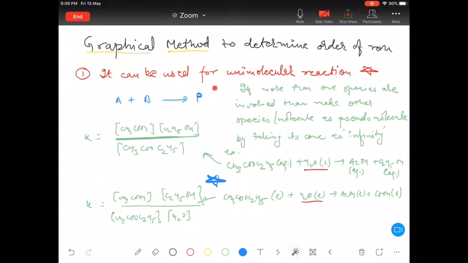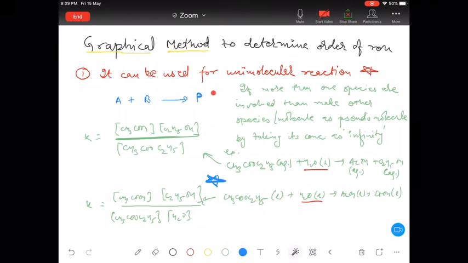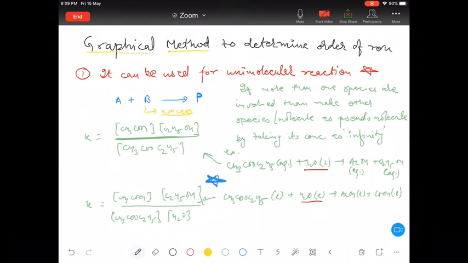How I can make this reaction as unimolecular? I can make this reaction unimolecular by making, let's say, B as excess, means by taking huge amount of B. So change in concentration of B won't affect the rate of reaction. Means that change will be negligible. That change in concentration of B will be negligible. So we can say that this rate of reaction will only depend upon change in concentration of A.